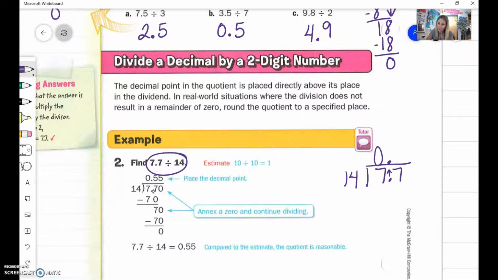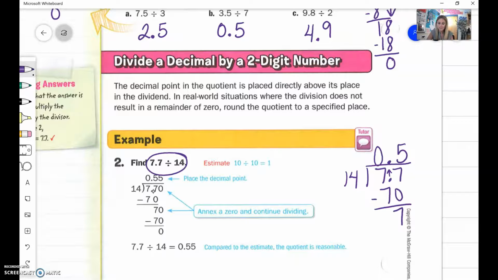So here we go. Now I'm going to take 77 and figure out how many times I can divide it by 14. And it's going to be 5. 5 times 14 is 70. And then I'm going to subtract and I'm left with 7.